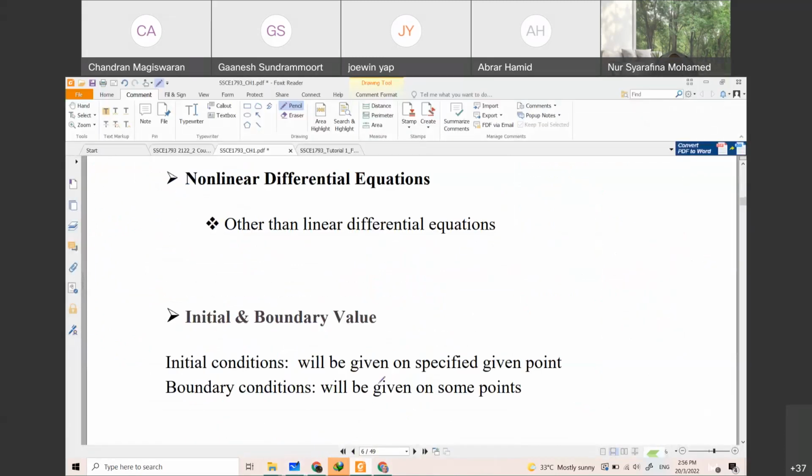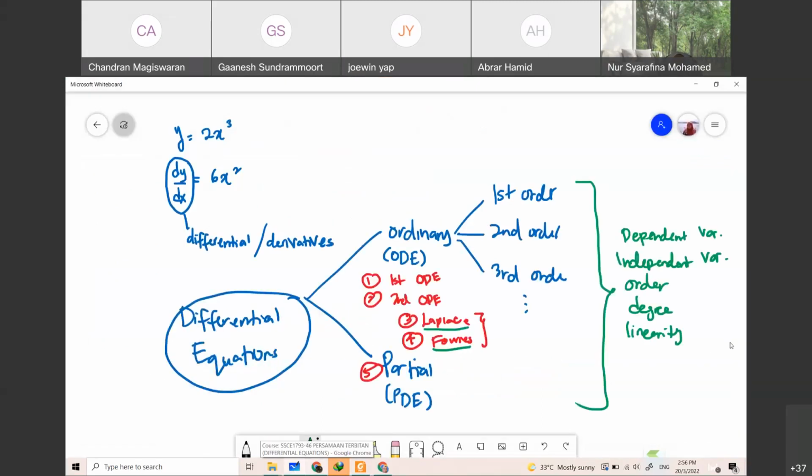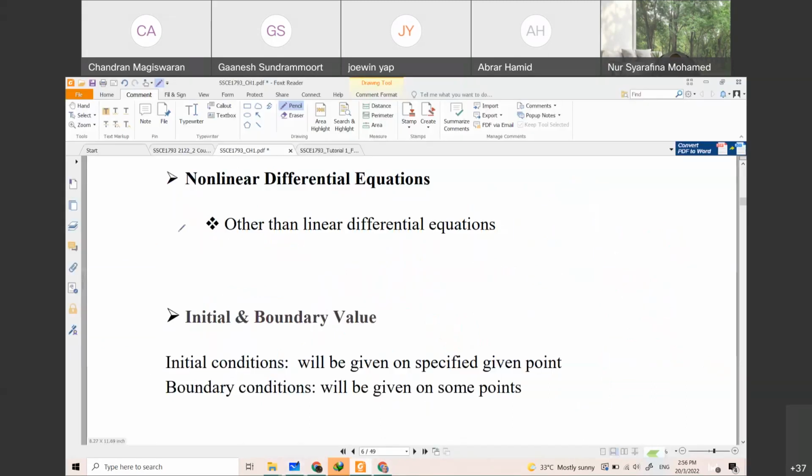Okay, then now the last one for the conditions of a differential equation, where you have to know their conditions, whether it is initial or boundary. We have two types of condition, initial and boundary.